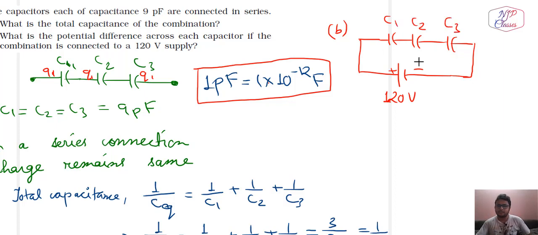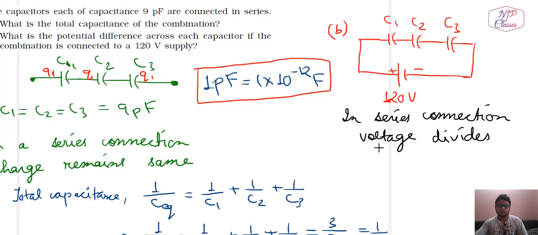Now, in series connection voltage divides, note this point, and charge remains the same. Whatever voltage is given here, 120 volt, it will divide into three parts across C1, C2 and C3: V1, V2 and V3. The three capacitances have the same value, so the voltage will also be the same, because charge is the same. We know C equal to Q by V.